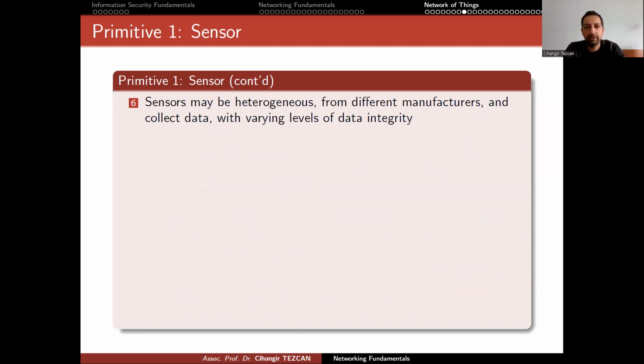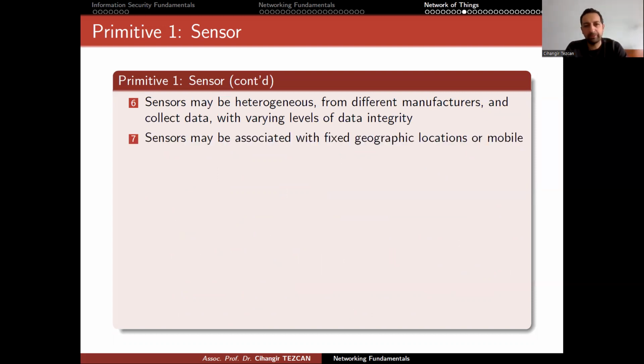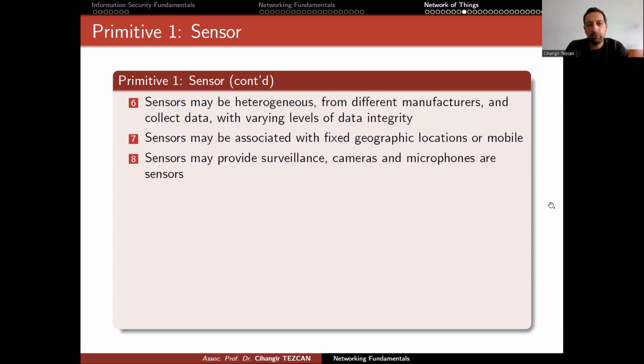This is important because when you start a project, maybe all of your sensors are identical because you buy them as a batch. But in the future, when you want to add more sensors, probably the technology will have changed. So you will buy different stuff, and this time it will maybe be from a different manufacturer, and its capabilities will be different and so on. Sensors may be associated with a fixed geographic location or mobile. Sensors may provide surveillance. Cameras and microphones are sensors.